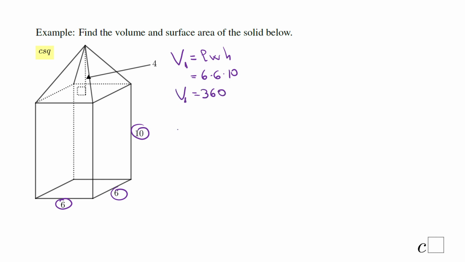What about the pyramid on top? That will be 1 over 3 times the area of the base times the height. I'm going to use this formula, and in this case the base is this guy, which is 6, times this guy, which is also 6. 6 times 6, you notice the base is a square, and the height is this 4. So how much is that?